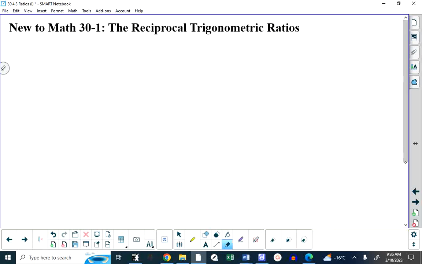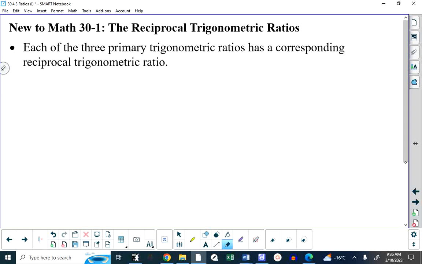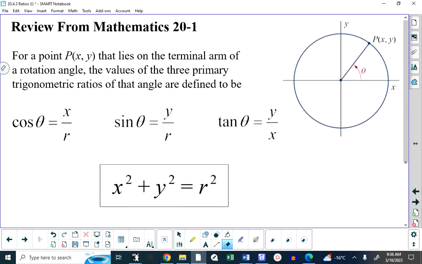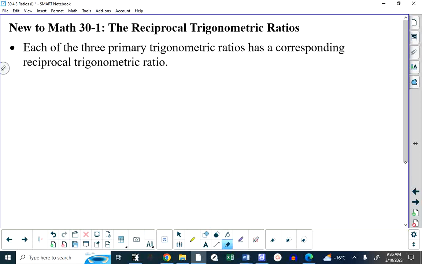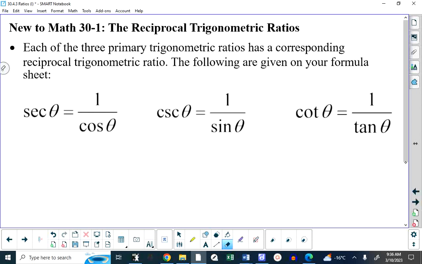So now what's new? We have what are called reciprocal trig ratios. And each of the 3 primary trig ratios, these 3 things are called primary trig ratios. Cosine of theta, sine of theta, and tangent of theta are primary trigonometric ratios. The secondary trigonometric ratios are paired up with the primary ones. So each of the primary has a secondary or reciprocal trig ratio. And let me show you what this is called. This is called secant of theta. And we don't abbreviate it.